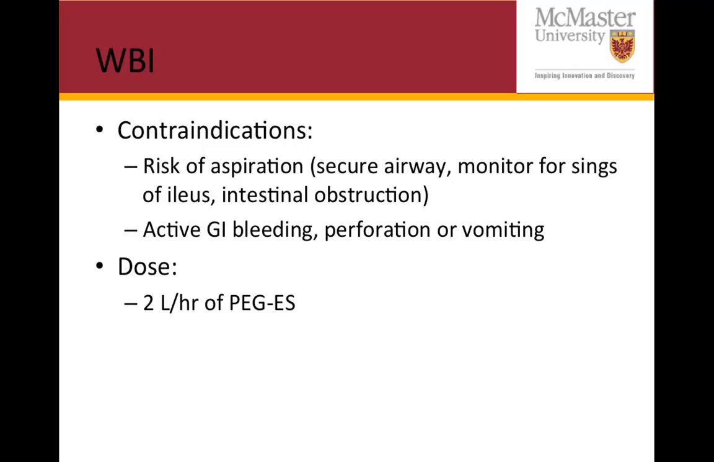Whole bowel irrigation is contraindicated in the case of active GI bleeding, perforation, vomiting, intestinal obstruction, or if there is a risk of aspiration. The physician should listen to the patient's bowel sounds to check for ileus. Using polyethylene glycol, it should be started slow, at a rate of 0.5 liters per hour, titrating it up to 2 liters per hour as tolerated. The American Academy of Clinical Toxicology statement in 2004 about whole bowel irrigation says, "Whole bowel irrigation is not recommended as a routine GI decontamination in the poisoned patient."